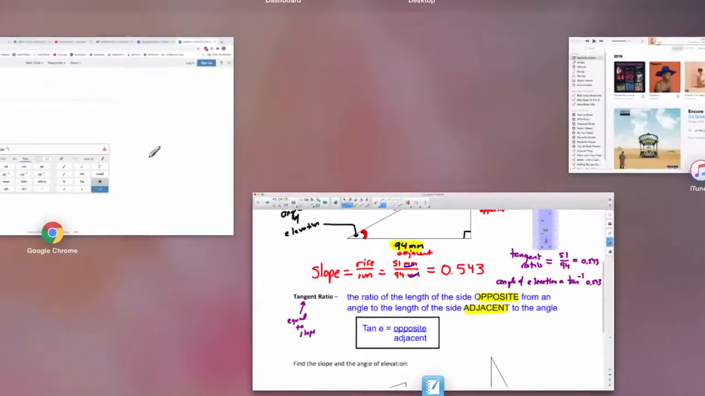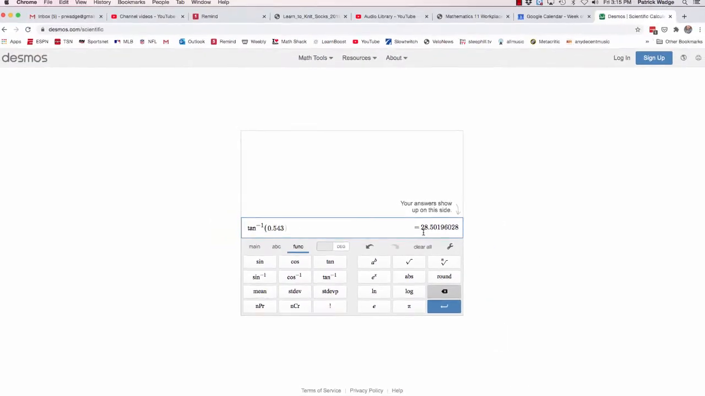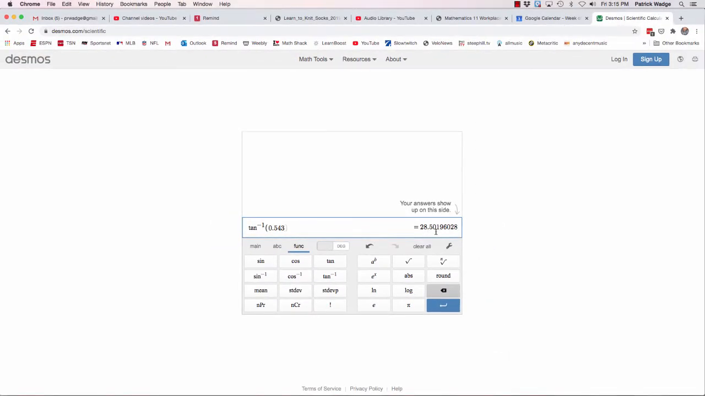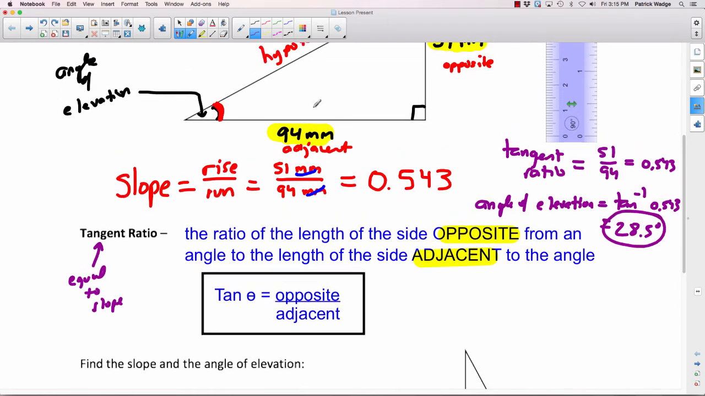And what we want to do is inverse tan of, what was it again? 0.543. So let's go ahead and put 0.543 in here. And here's the answer. I didn't even have to put equals in this thing. It's pretty good. The answer is 28.5, basically, right? 28.5 degrees. We got our answer that the angle of elevation is 28.5 degrees. We now know that this red angle right here is 28.5 degrees.